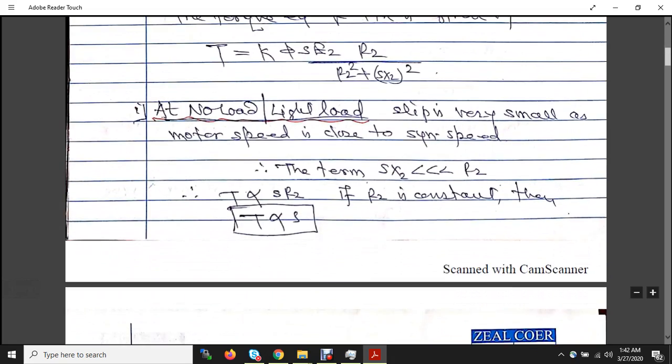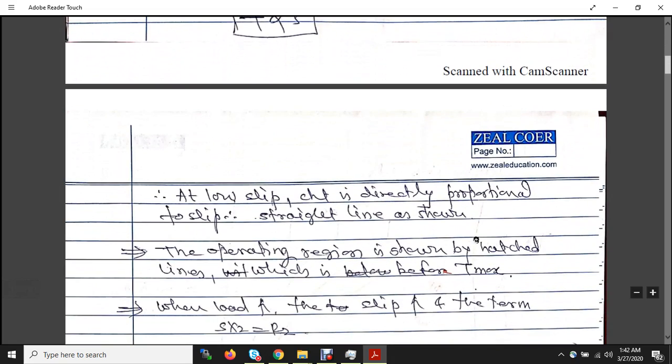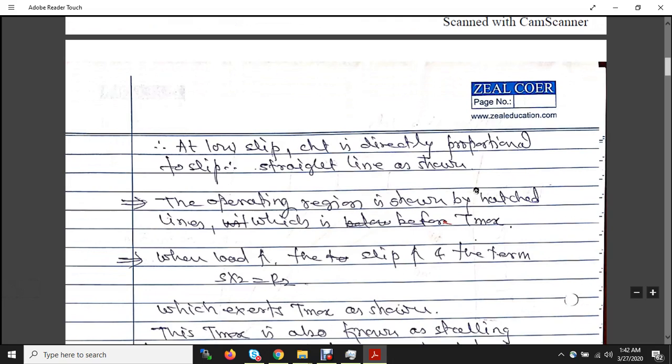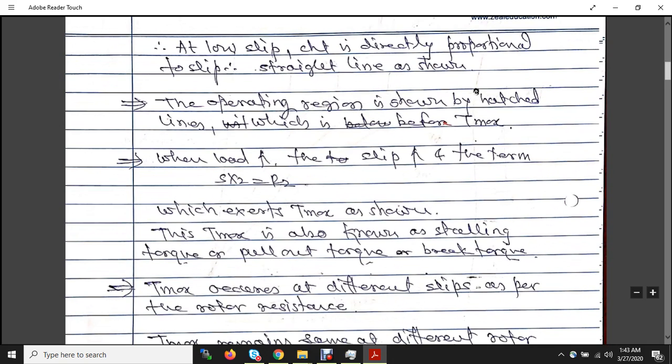At low slip, the characteristic is directly proportional, that is a straight line as shown. The operating region is shown by the hatch line. When the load increases, the slip increases and the term SX2 becomes equal to R2. This is the condition for maximum torque, as shown in the figure. This maximum torque is also known as stalling torque, pull-out torque or break-down torque.